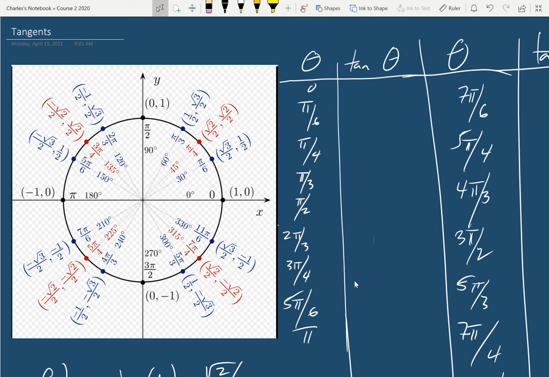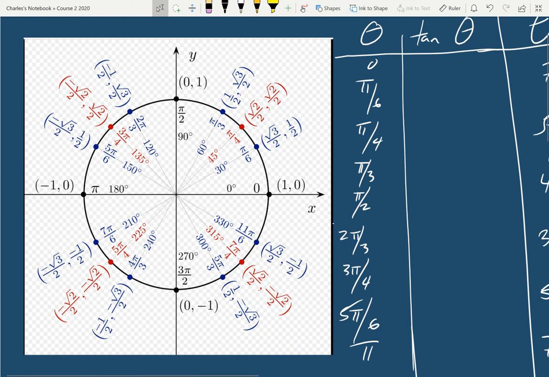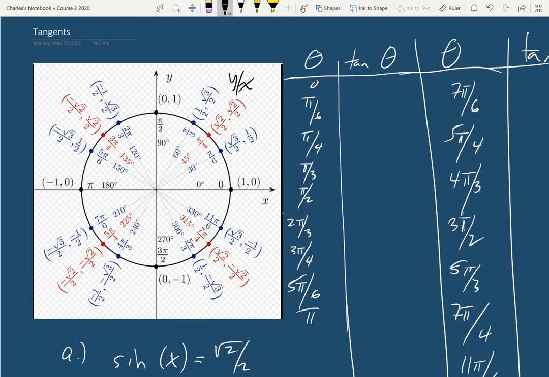All right, so we have talked about sine, we've talked about cosine. We haven't talked that much about tangent yet. What you should know about tangent is that tangent is y over x, or sine over cosine. And tangent follows the same pattern, a pattern just like sine and cosine does.